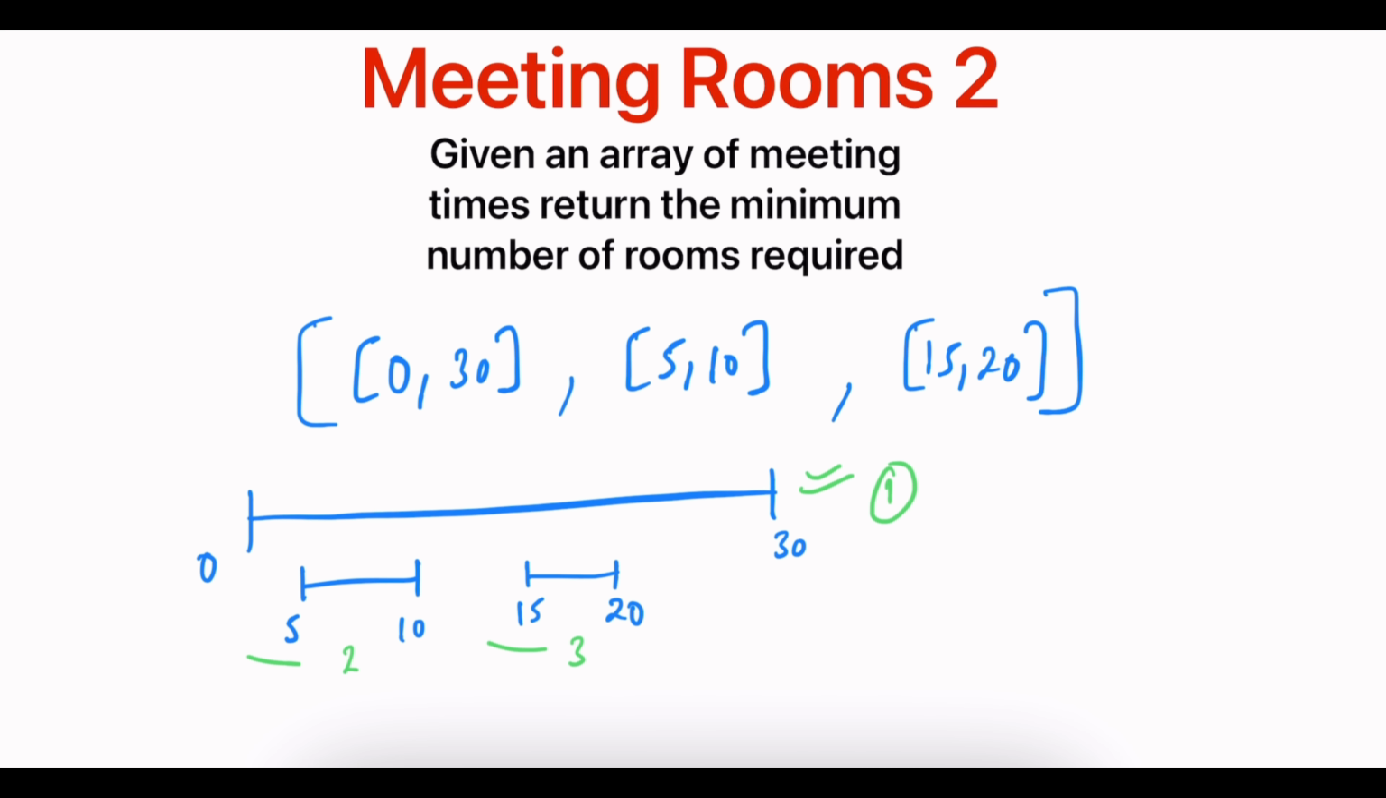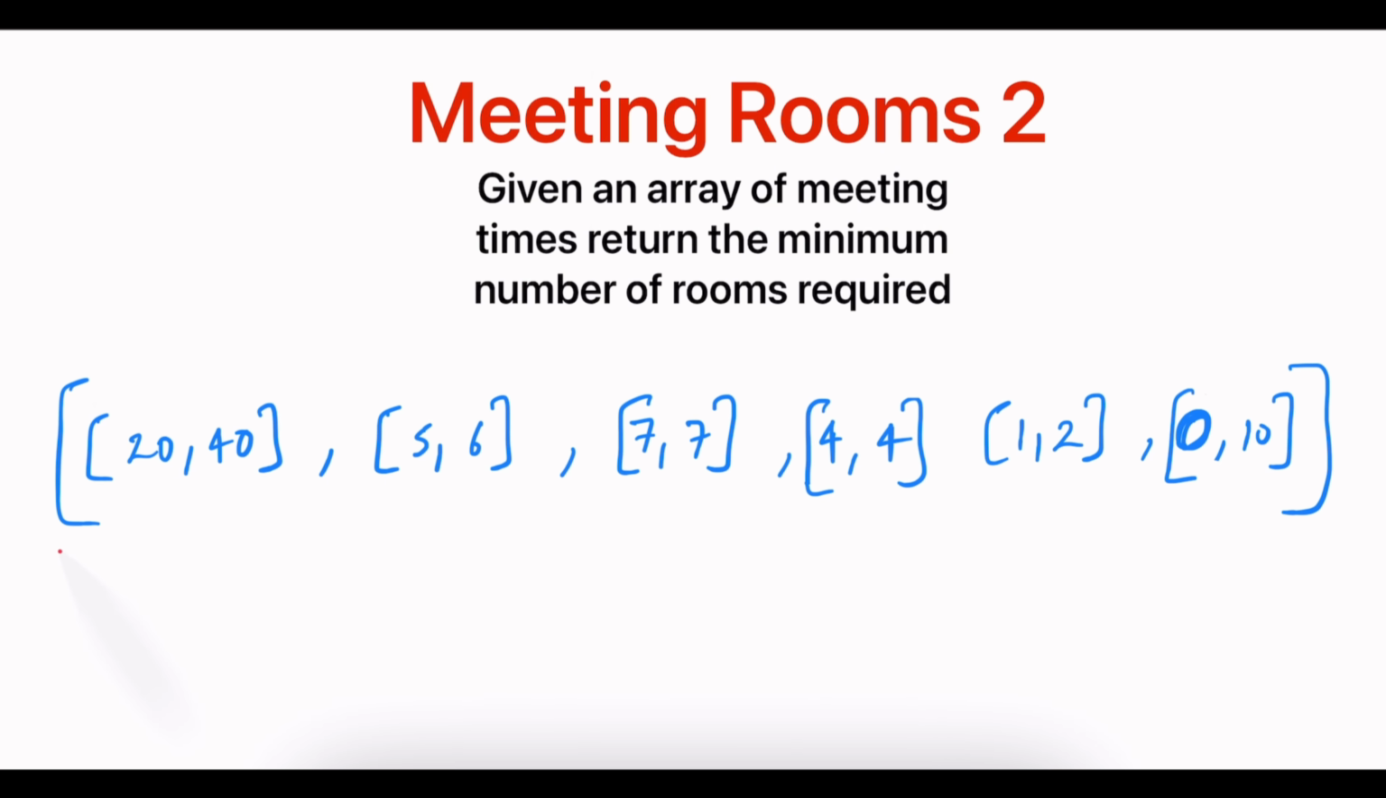So when this first meeting is going on, we cannot schedule this second and third meeting as there is going to be a clash. So we can allocate a particular room to the first meeting and allocate a separate room to the second and third meetings as there is no clash between meeting 2 and meeting 3. So the minimum number of rooms required is going to be equal to 2.